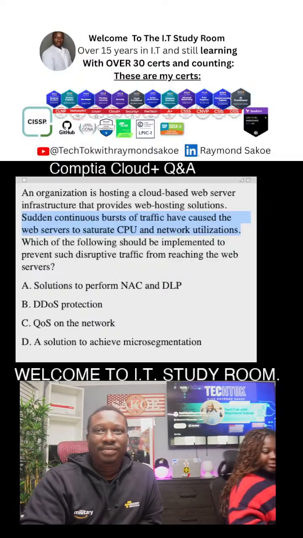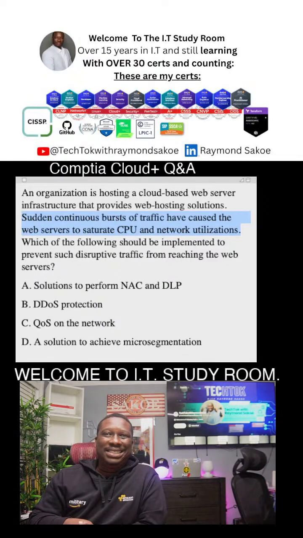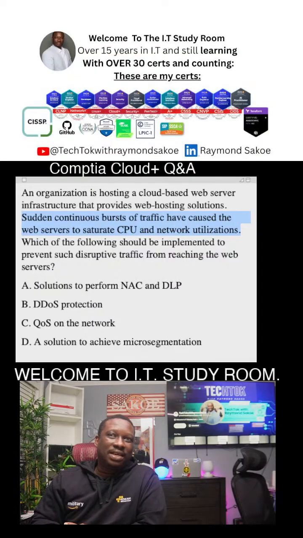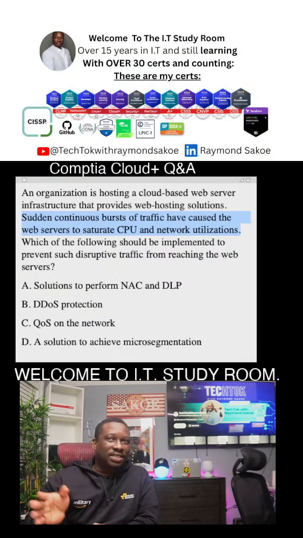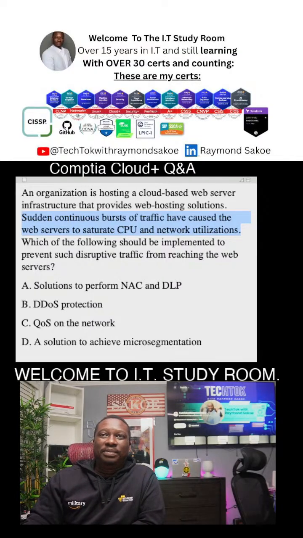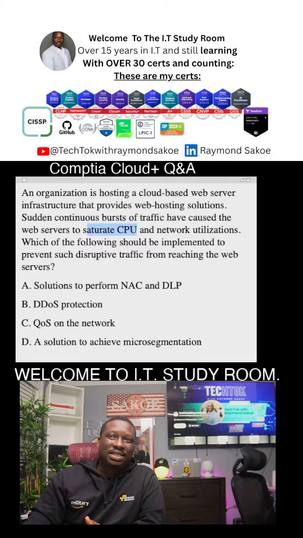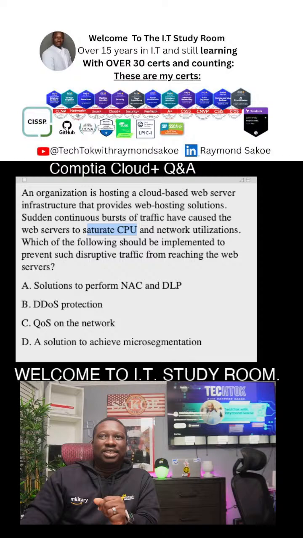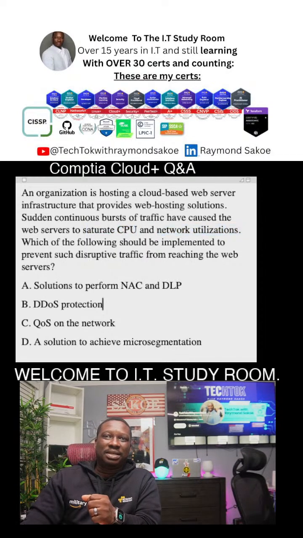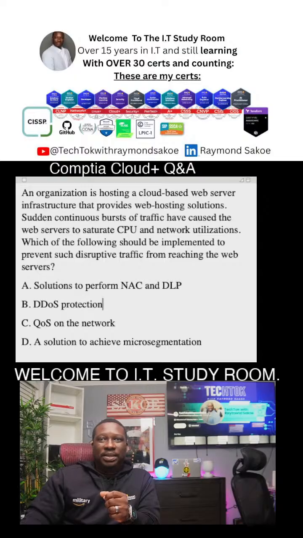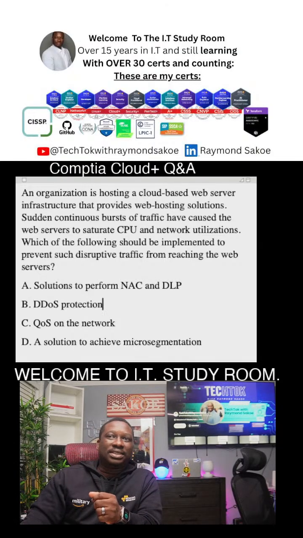So the answer is B, DDoS protection, which is distributed denial of service protection. The keyword here is saturate CPU, meaning the CPU utilization went up and the traffic also went up. So the best option is to implement DDoS protection, so we have B. I don't see any other answer option here. I hope it makes sense.